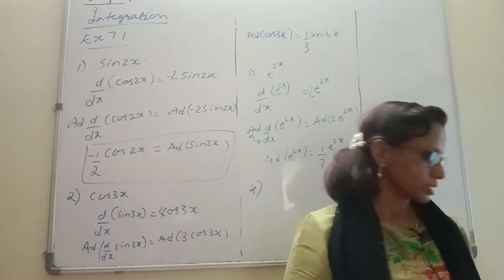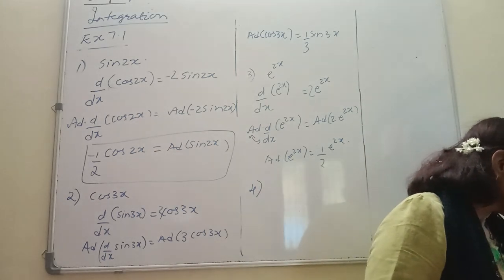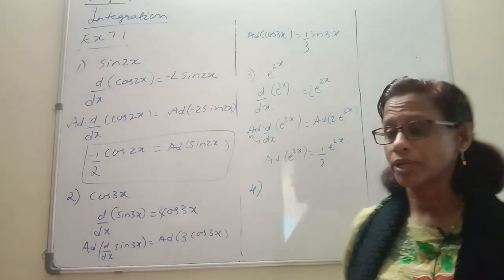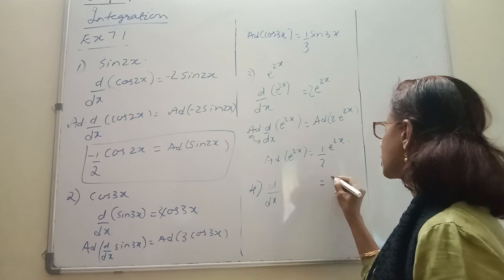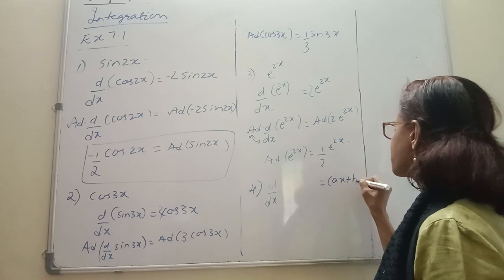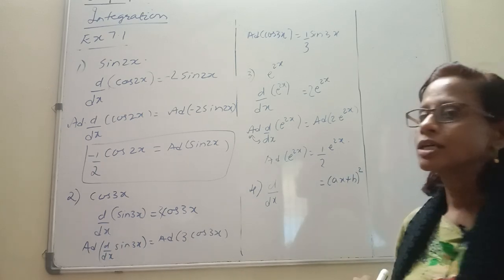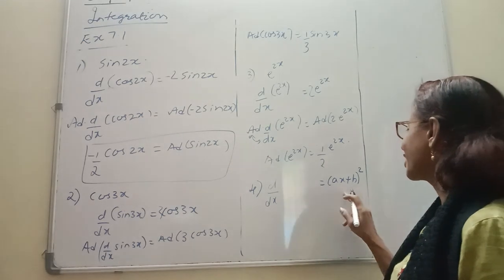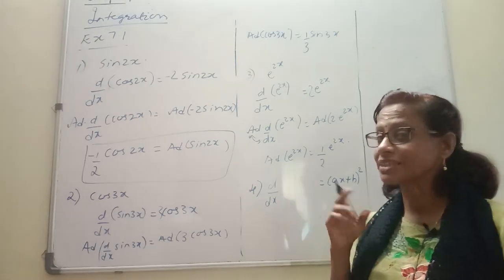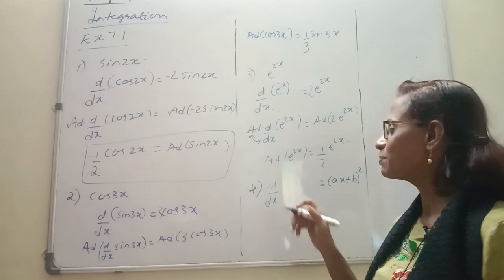Let's move to the fourth question. Check what it is. It says it is ax plus b the whole squared. So you have to get a function which is going to give you the derivative ax plus b the whole squared. We know that we always have the derivative nx raised to n minus 1. So keep that in mind.